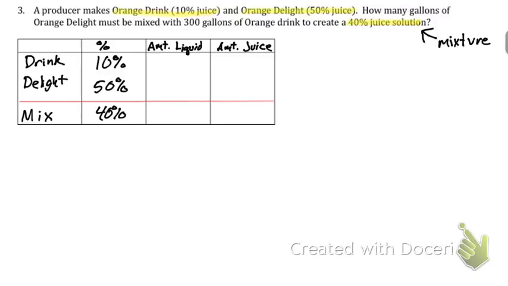All right, now let's go down to our amount of liquid. Well, they mentioned 300 gallons somewhere in there. They said 300 gallons of orange drink. So we're mixing 300 gallons of orange drink with some amount of orange delight. We don't know how much. That's actually what the question is. So our total amount when we mix it is 300 plus whatever X is. So our total amount will be 300 plus X.